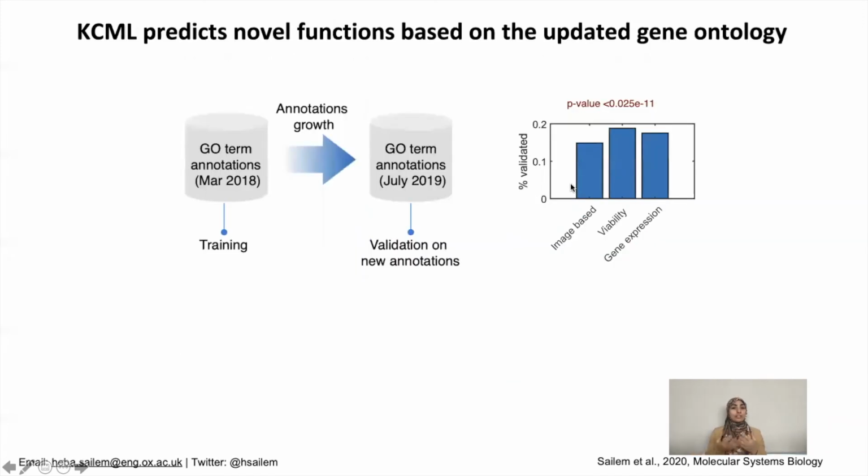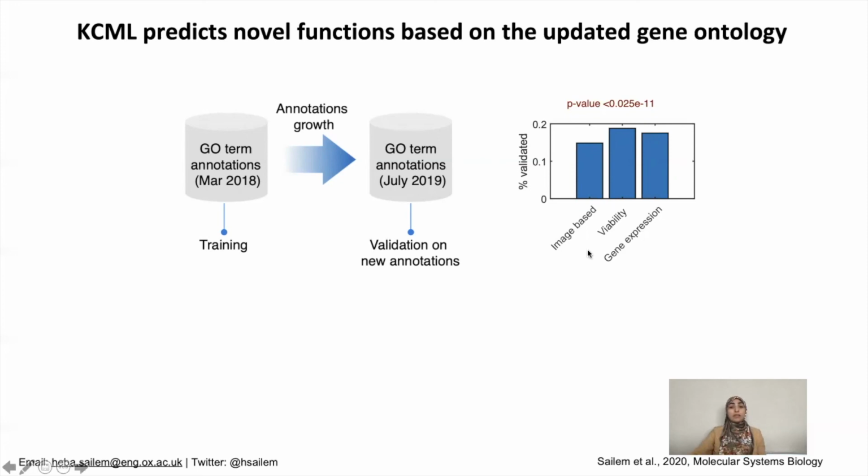So now the question is, are KCML predictions any good? Can we use those and trust those? I came up with a way to systematically validate these predictions. While I was developing the technology, new annotations were added to the Gene Ontology database, thousands of new annotations.